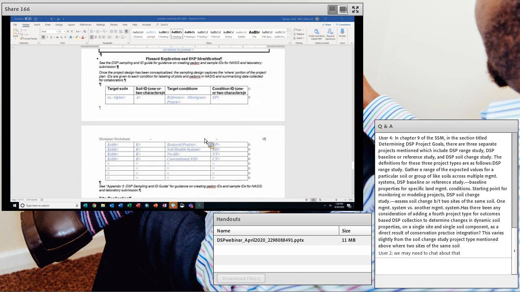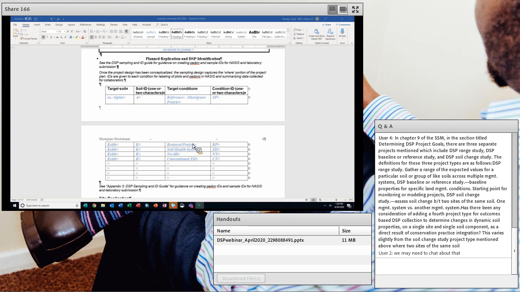Plan replication and DSP identification. If you're doing a KSSL sampling, you're not going to have plan replication. You're going to have your single pit site. We're collecting your samples, your 2 satellites. You'll be recording simplified data and sending that in with your NASIS pedon description in the KSSL sampling sheet.